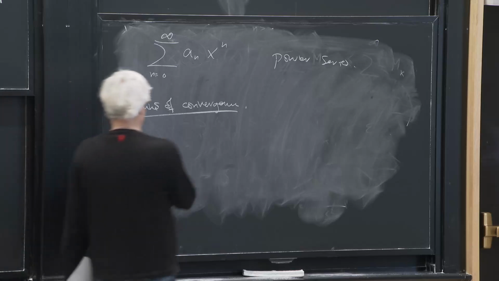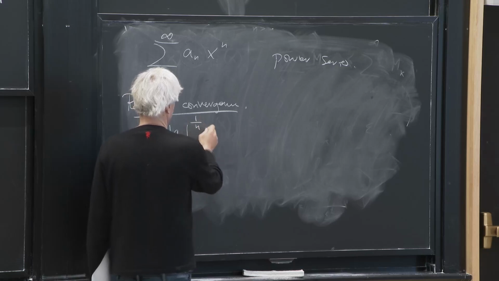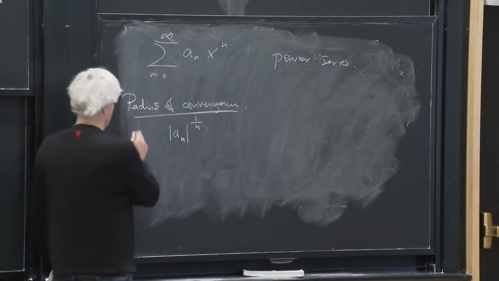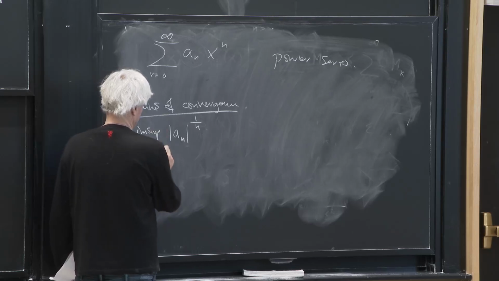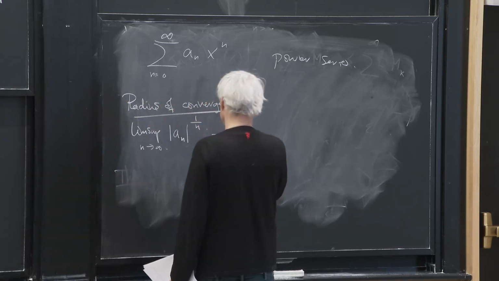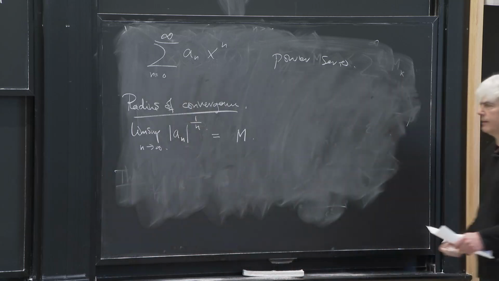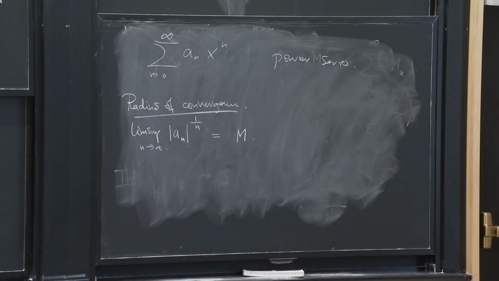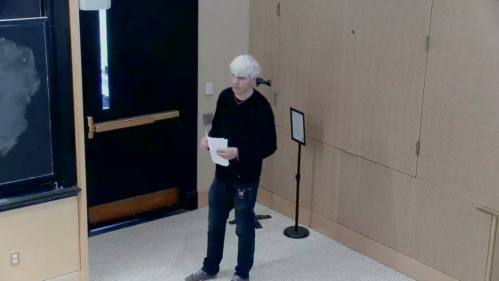Let me remind you how this radius of convergence was defined. You take the an and take the absolute value of it, and then take the n-th root of that. And then you're looking at the lim sup as n goes to infinity. That gives you some number. That number potentially could be infinity. It's always non-negative, and it will always give you a number. It could be 0, it could be infinity, and it could be anything in between.